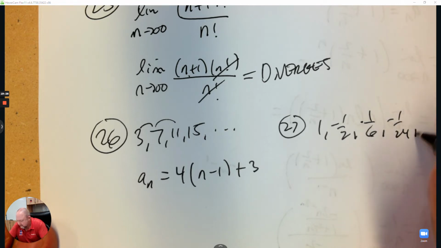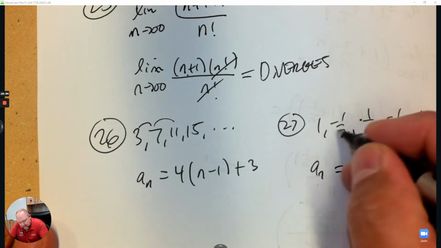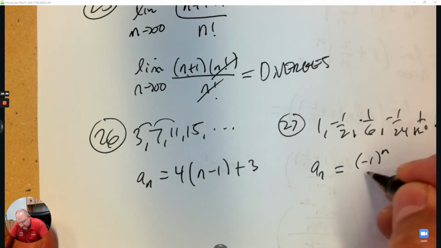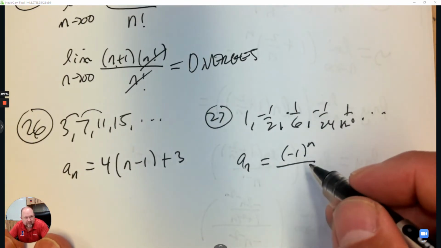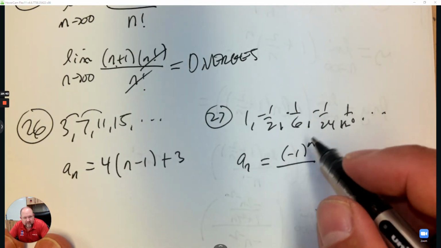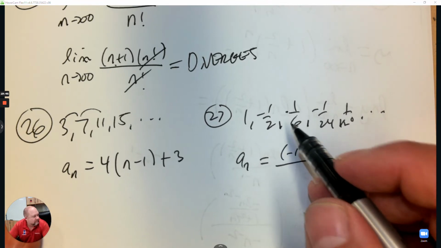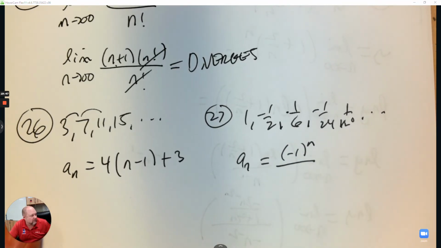27. What am I multiplying by? Or, and understand it. So if I notice it's alternating signs, I'm going to do this, because then as you put in a positive and a negative, right? That's what's going to happen. And then the bottom is a factorial. 1, 2, 6, 24, 120.